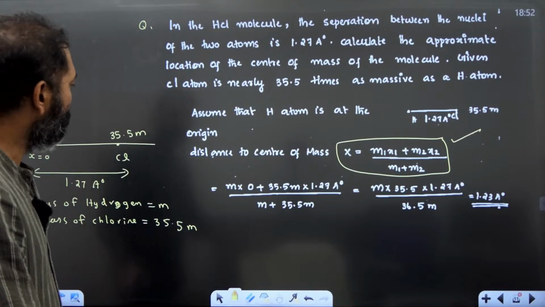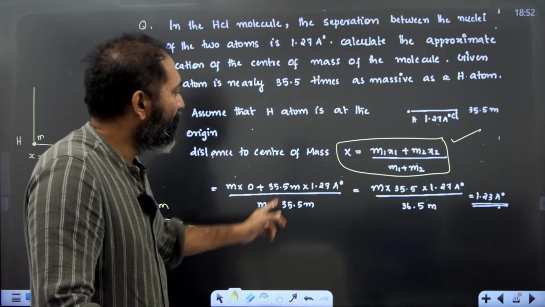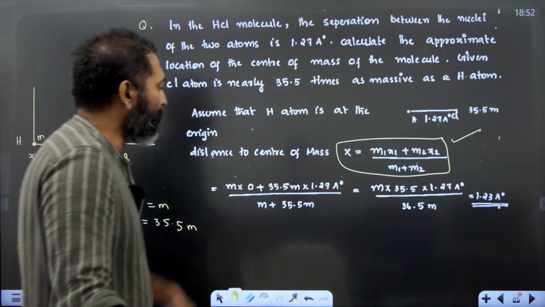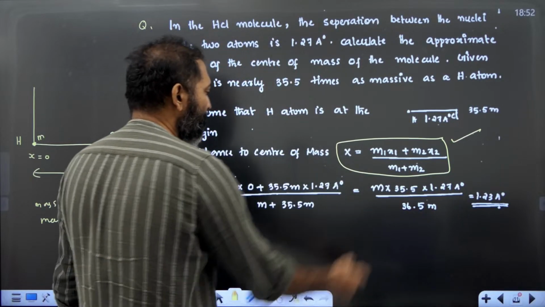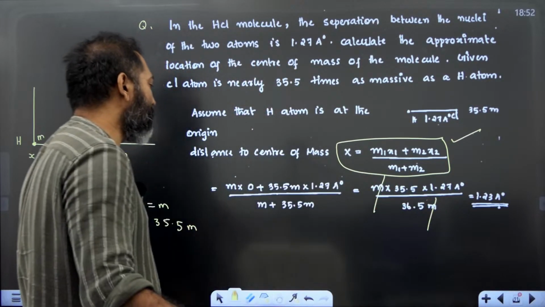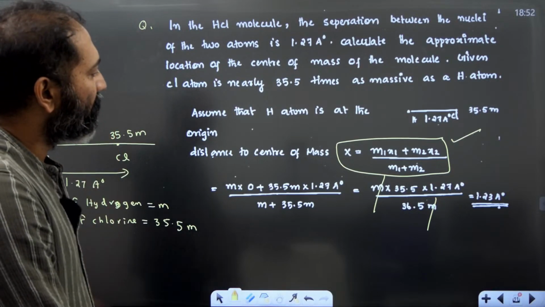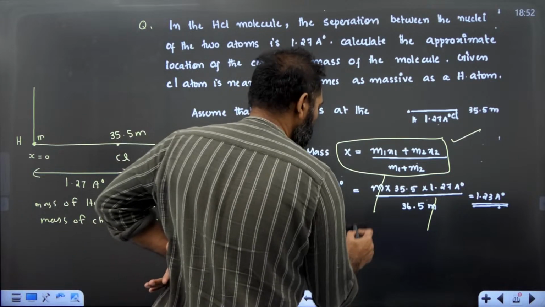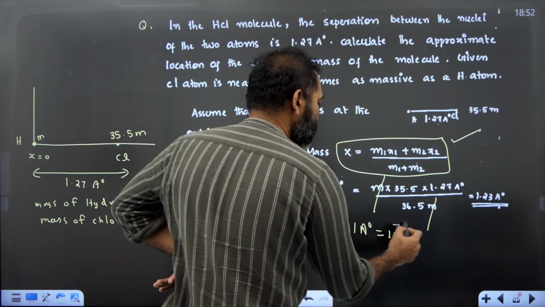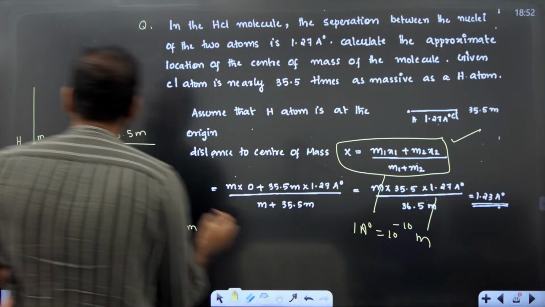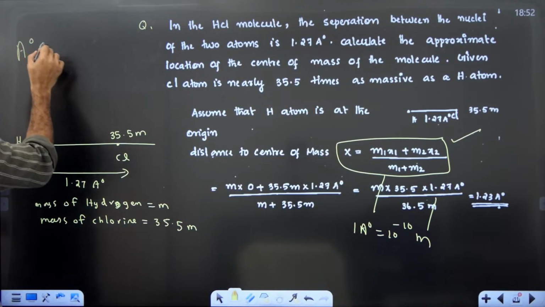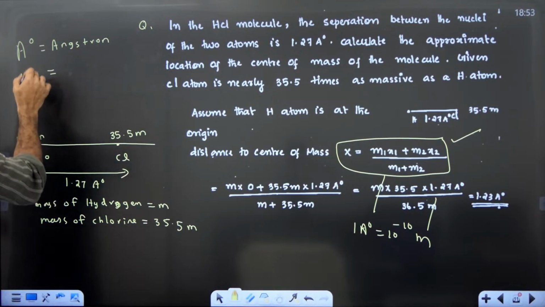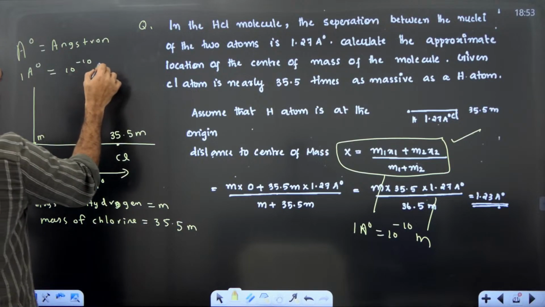What is m? Hydrogen mass is m. Chlorine mass is 35.5 m. So m plus 35.5 m will be 36.5 m. That gets cancelled with the numerator m. So what will I get? 35.5 into 1.27 angstrom. So what is the answer? 1.23 angstrom. 1 angstrom is equal to how much meter? 10 raised to minus 10 meter. For those students who don't know, this is called angstrom. 1 angstrom is equal to 10 raised to minus 10 meter.